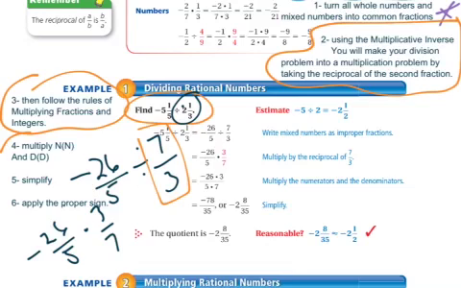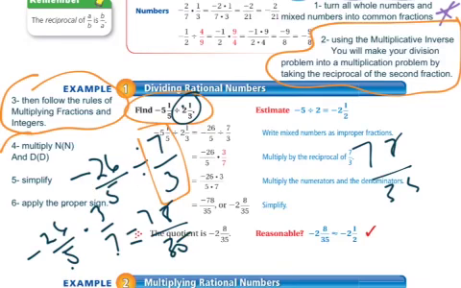And then you just multiply numerator times numerator, denominator times denominator, and you can simplify if it's possible. It really isn't possible here. So you're going to multiply 26 times 3, and 26 times 3 is 78 over 5 times 7 is 35. So I've got 78 over 35.